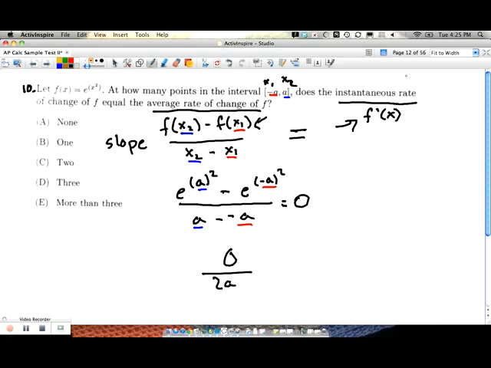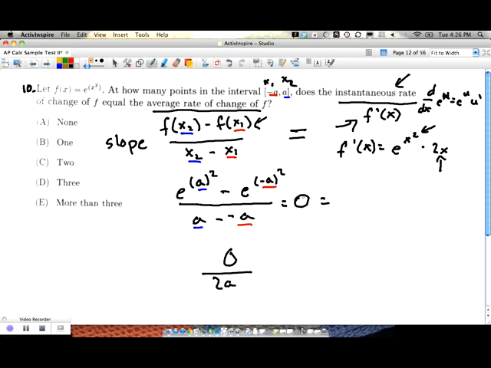Then what I'm really asking is, when does the derivative, or the instantaneous rate, equal this value of 0? Let's figure out what the derivative actually comes out to be. We have e to the x squared. Well, we have to multiply this by 2x. Where am I getting that from? Because the derivative of e to the u is really e to the u times u prime, or du dx. This 2x is the derivative of x squared.